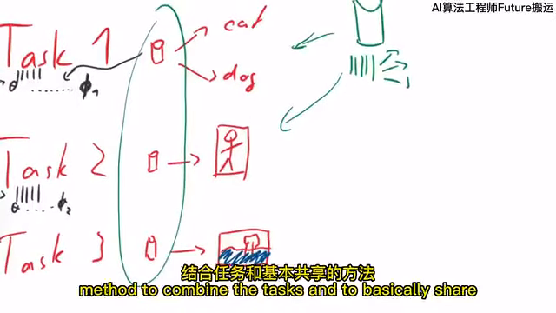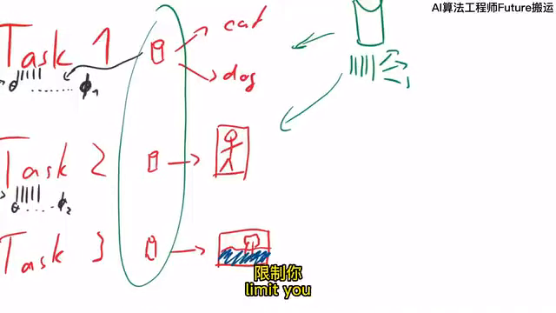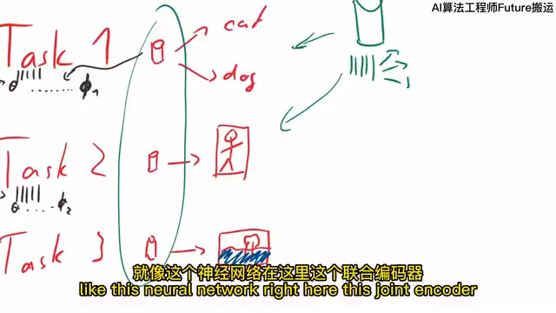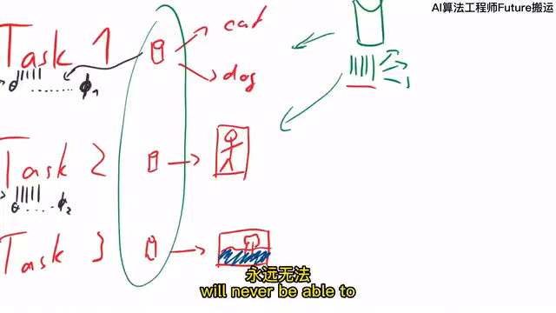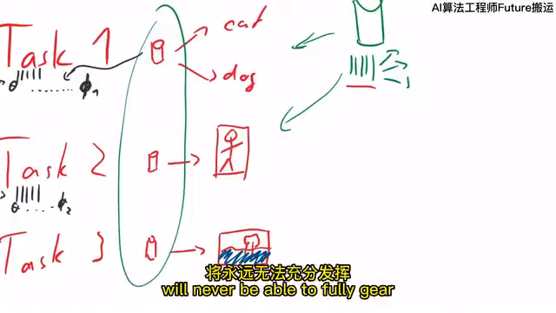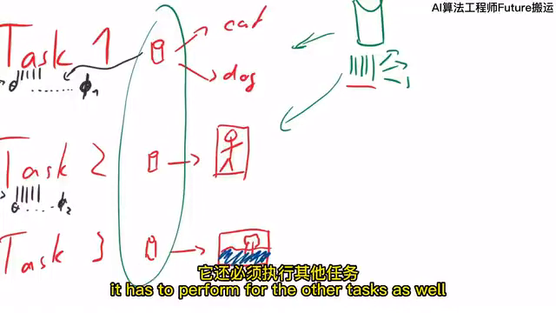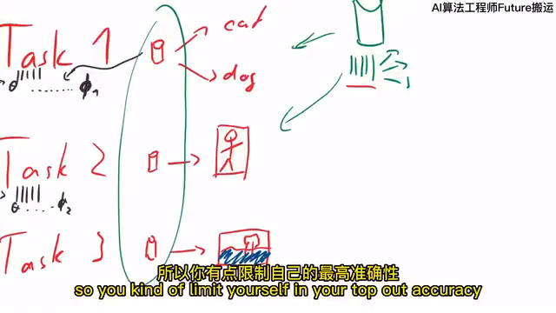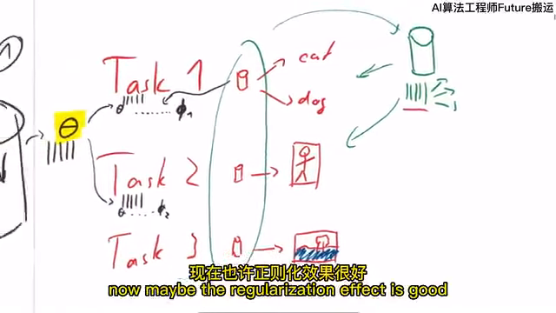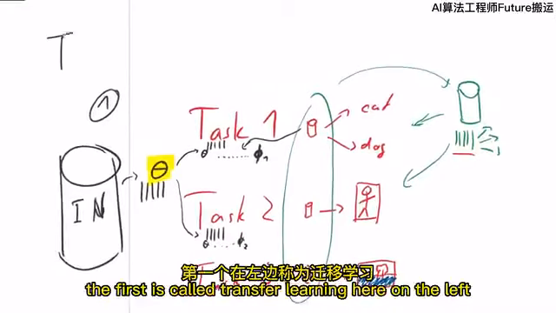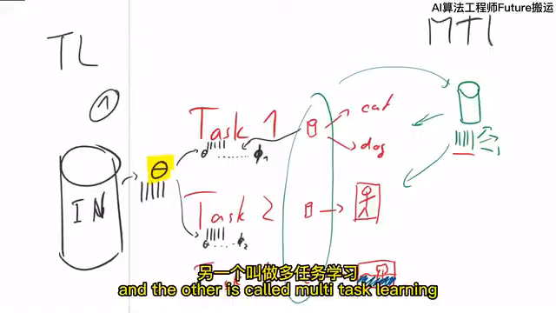Now this is a good method to combine the tasks and to share data information, but it will also limit you because you now have to trade off between the tasks. This joint encoder will never be able to fully gear to one task because it also has to perform for the other tasks as well. So you kind of limit yourself in your top-out accuracy. Now maybe the regularization effect is good. So these are two methods. The first is called transfer learning here on the left, and the other is called multitask learning.